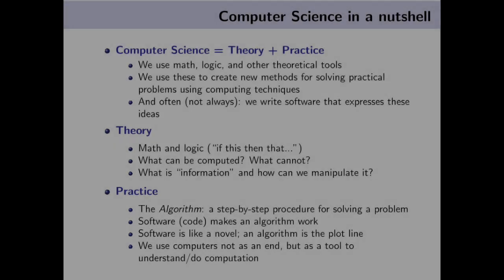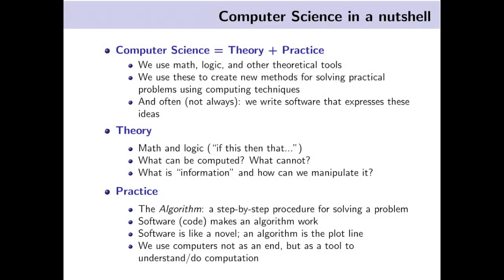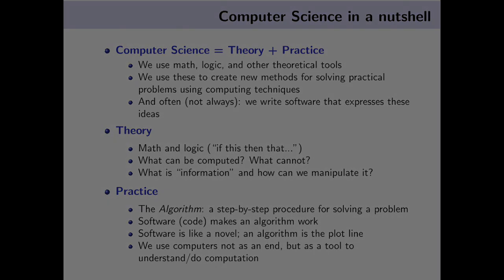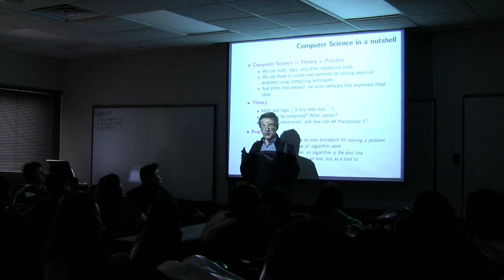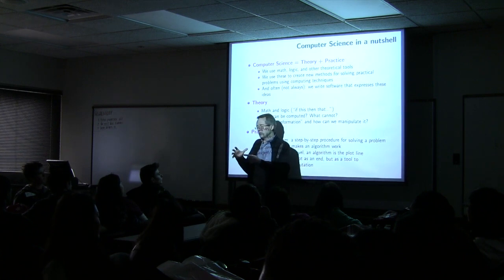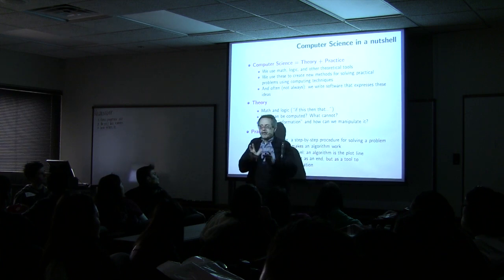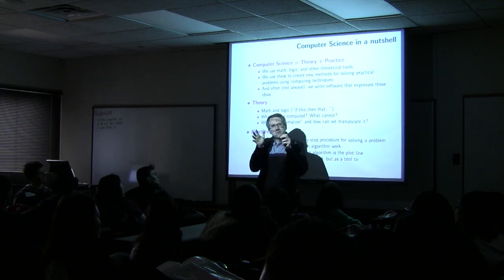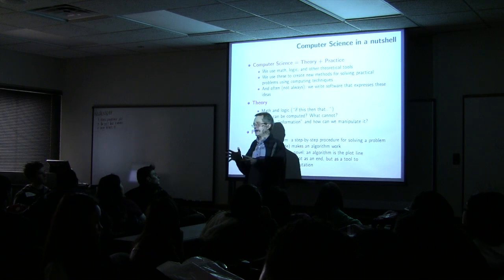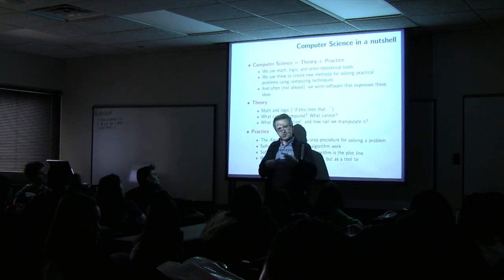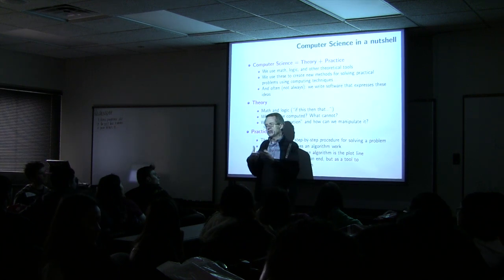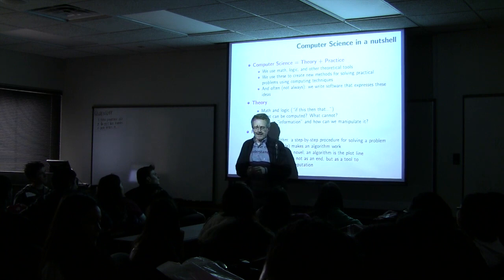So in computer science, we use math and logic and other theoretical tools to build things. We think of computer science not so much as the science of computers, but we use computers as a tool, much like an astronomer would use a telescope. We use computers to peer into, well, what can we do? What can we compute? What can we make happen computationally and create new methods and new ideas for solving problems?